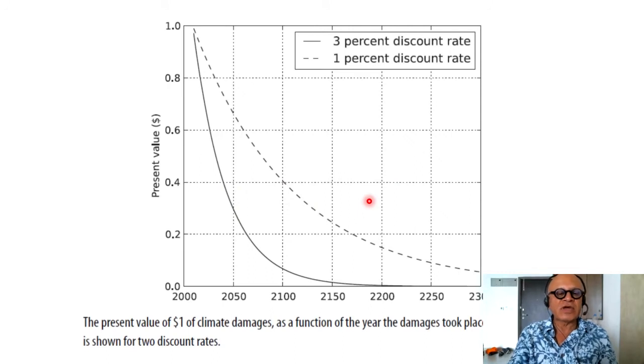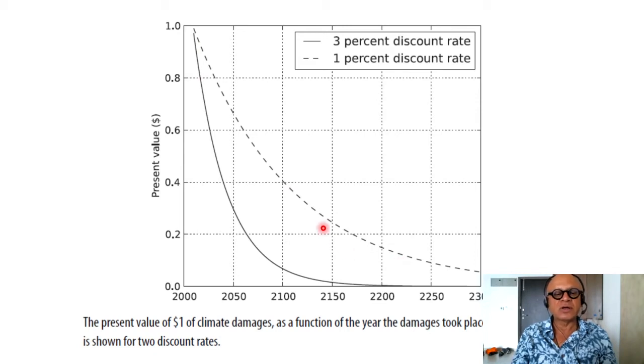So you can look at it this way. The present value of $1 of climate damages as a function of the year the damages took place. The calculation is shown for two discount rates. So instead of the interest rate where your money grows, we are now talking about how your $1 now depreciates into the future based on whether you assume a 3% discount rate or a 1% discount rate. So obviously if you assume a lower discount rate, money depreciates much slower.